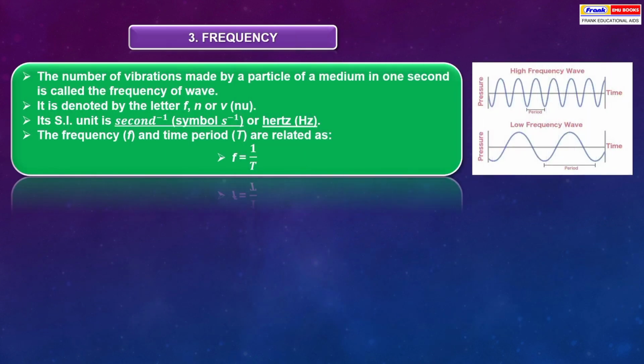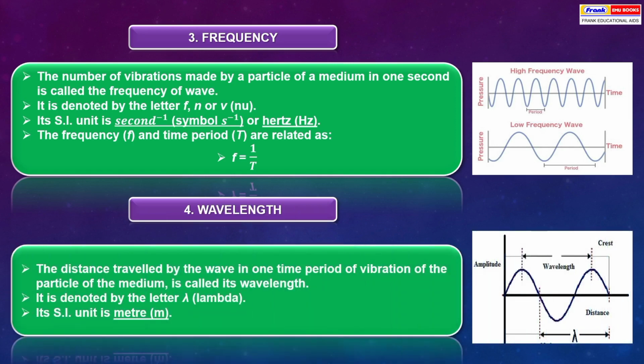Third is frequency. The number of vibrations made by a particle of a medium in 1 second is called the frequency of the wave. It is denoted by the letter f, n or nu. The SI unit of frequency is hertz. The frequency and time period are related as f equals 1 by T. That means frequency is inversely proportional to time period.